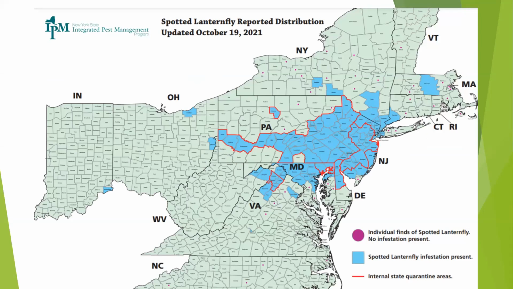Everything that is blue here is where a spotted lanternfly infestation is present. Anything with a little purple dot, I know that's hard to see, but you can see it all over New York, and yes, even in Massachusetts and Connecticut, is where they've had individual finds of spotted lanternfly, but don't believe an infestation is currently present there.